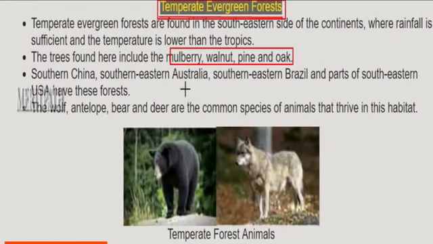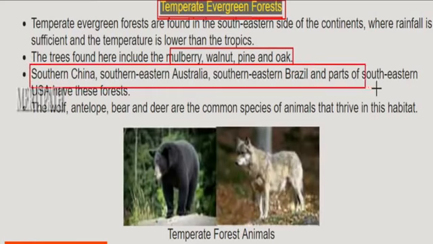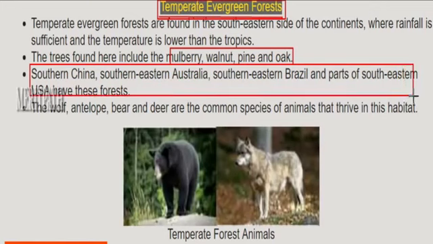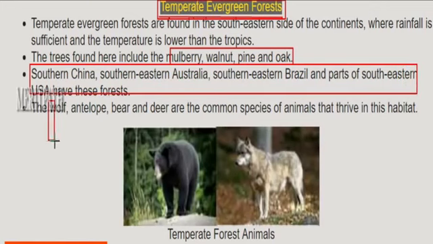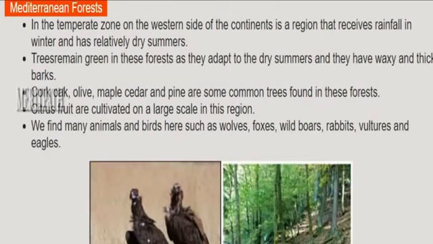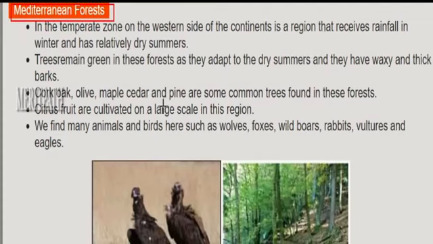And they're mostly found in southern China, southeastern Australia, and the southeastern parts of Brazil and the US. Now the most common species of animals found here are wolf, antelope, bear, deer, etc. Now coming to Mediterranean forests. Mediterranean is the region near the Mediterranean Sea.